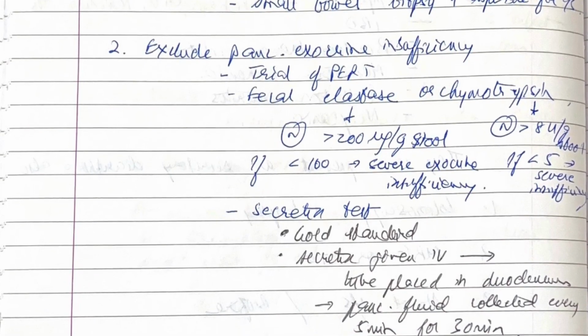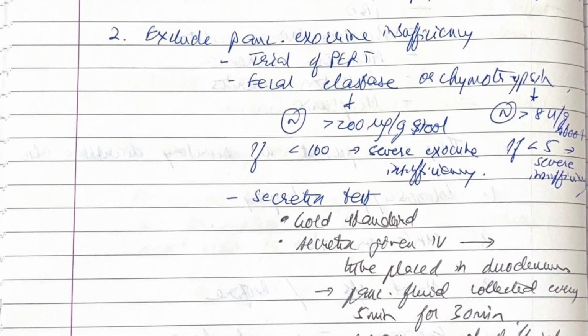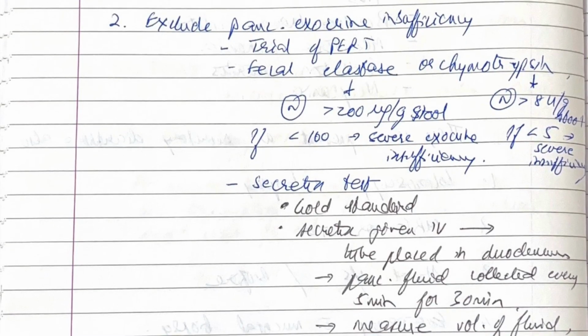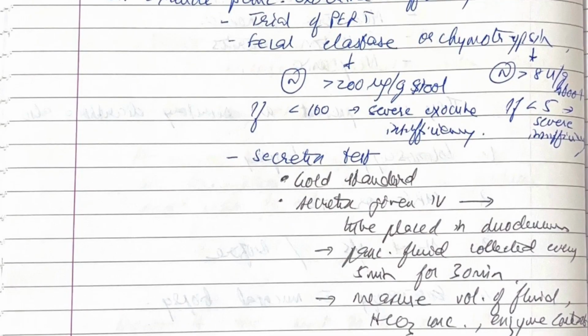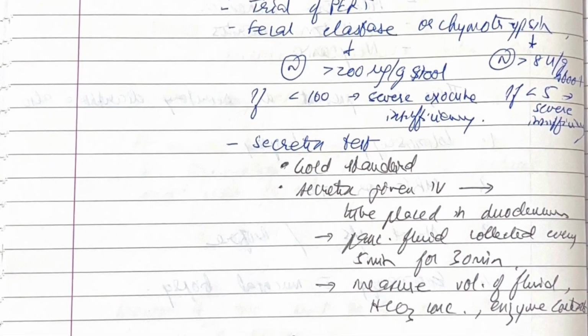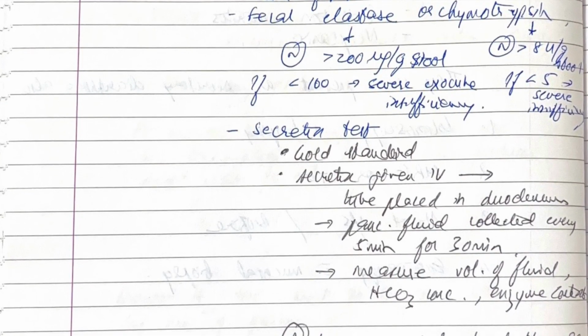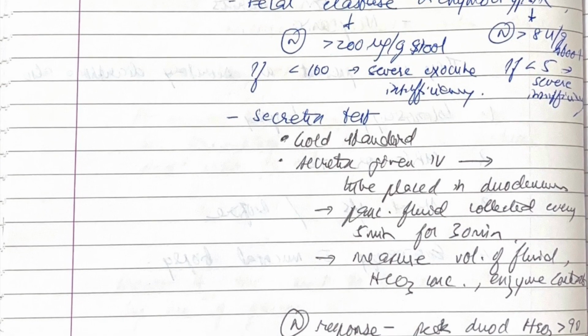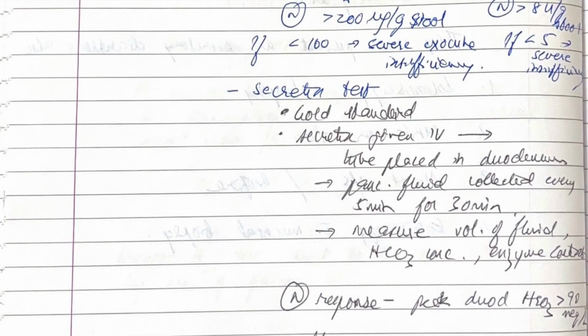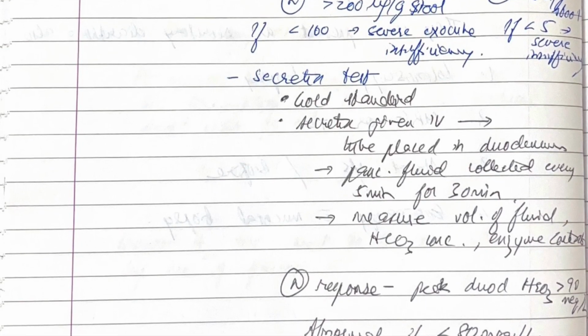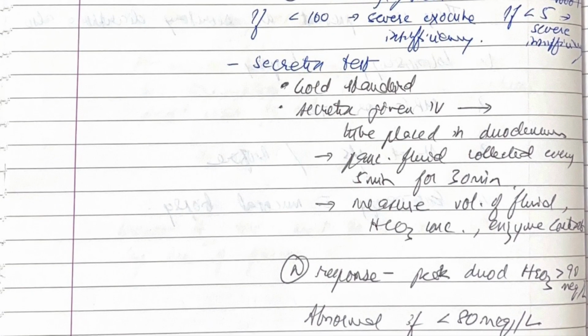Elastase, the normal is more than 200 micrograms per gram of stool, and for chymotrypsin, the normal is more than 8 units per gram of stool. Elastase, if it's less than 100, suggests severe exocrine insufficiency, while a chymotrypsin in stool, if it's less than 5, is severe insufficiency. The secretin test is a gold standard, but it's an invasive test.